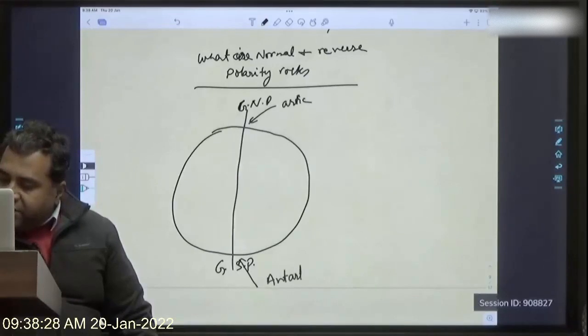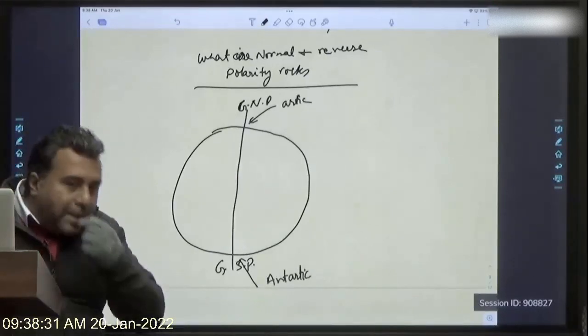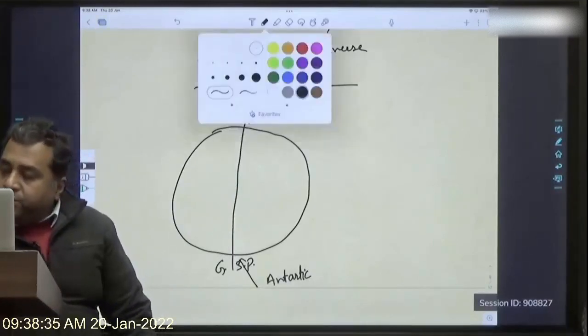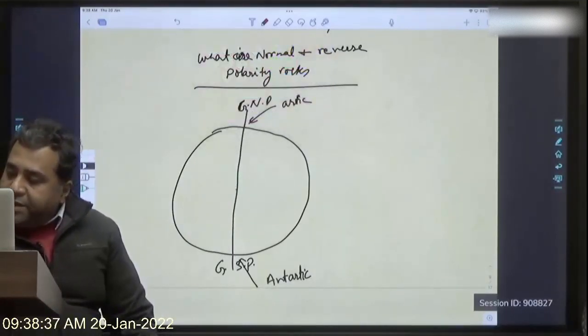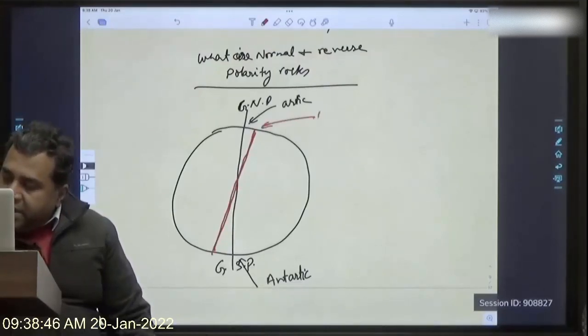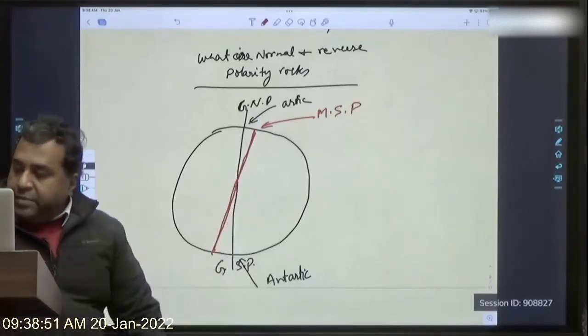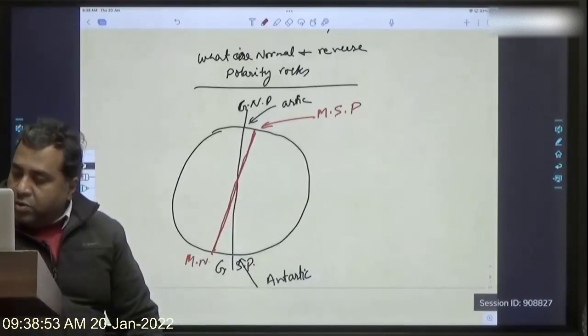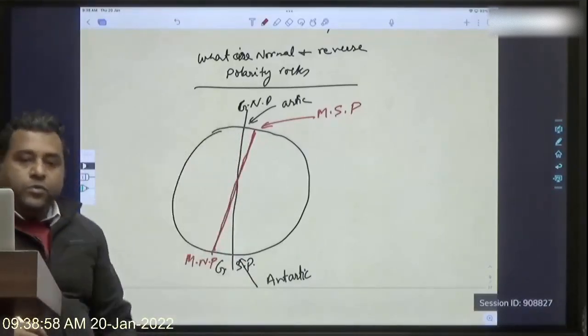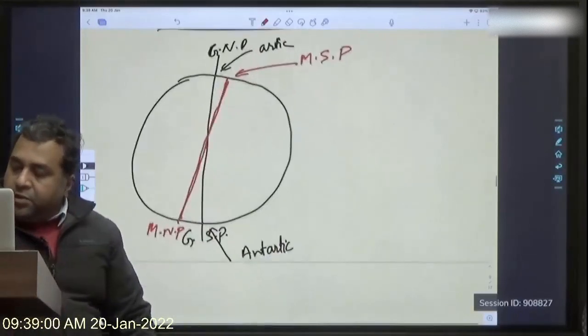So in Antarctica we presently call it the geographical south pole, and in the Arctic the geographical north pole. We also know that Earth's present magnetic polarity is like this: magnetic south pole there and magnetic north pole here. Magnetic north pole, magnetic south pole is like this. Okay, this is present.